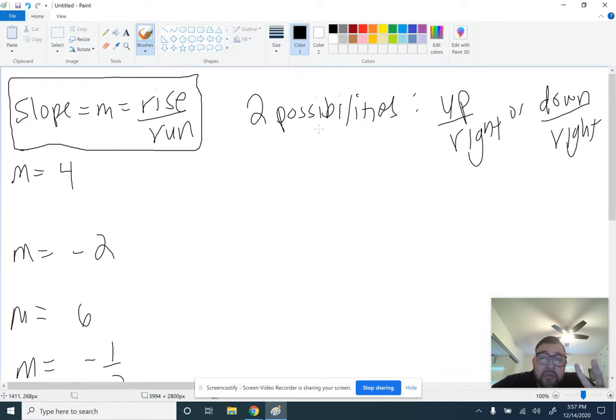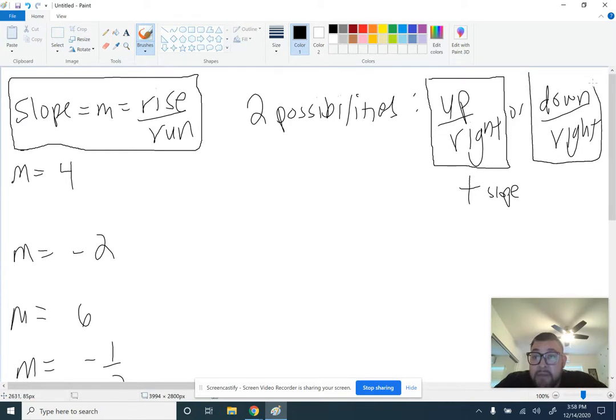There's only two possibilities that's going to happen. Only two. The first possibility is our slope is going to tell us to go up a certain amount of units and right a certain amount of units. This happens when our slope is a positive slope. And the other possibility is when we go down a certain amount of units and then right a certain amount of units. This happens when we have a negative slope.